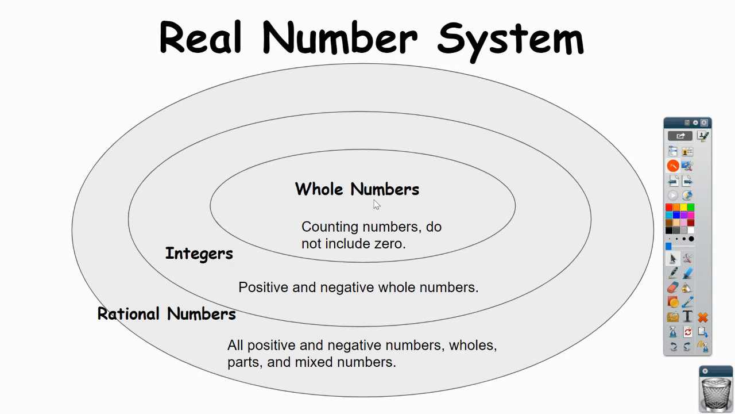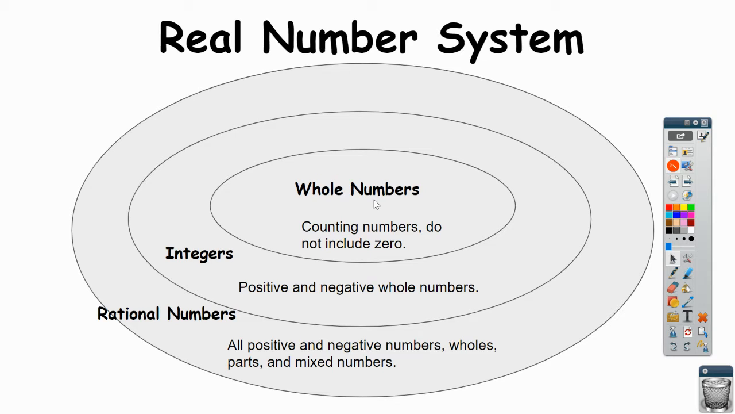So whole numbers is just your counting numbers. They do not include zero. These are the numbers that you would use when you were in preschool to count your goldfish crackers or your blocks, just your counting numbers. They do go to infinity though, as being positive whole numbers.